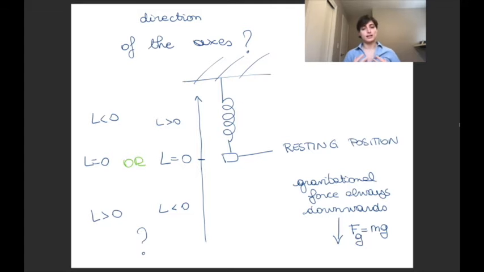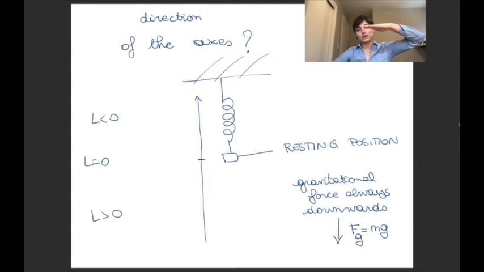What is the direction of the axis that we're looking at? So at L equal to 0, the spring is at its resting position. Is downwards L positive or negative, and is L upwards positive or negative? So what you want to think of is that the gravitational force is always downwards, and we decided to put a plus sign in front of that. So downwards is positive. That means that on the axis, you have L equal to 0 at the resting position, L positive underneath, and L negative on top of it.